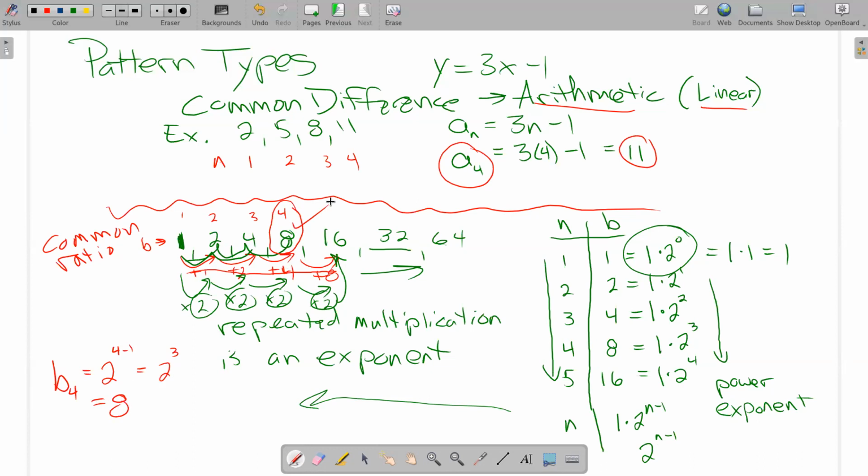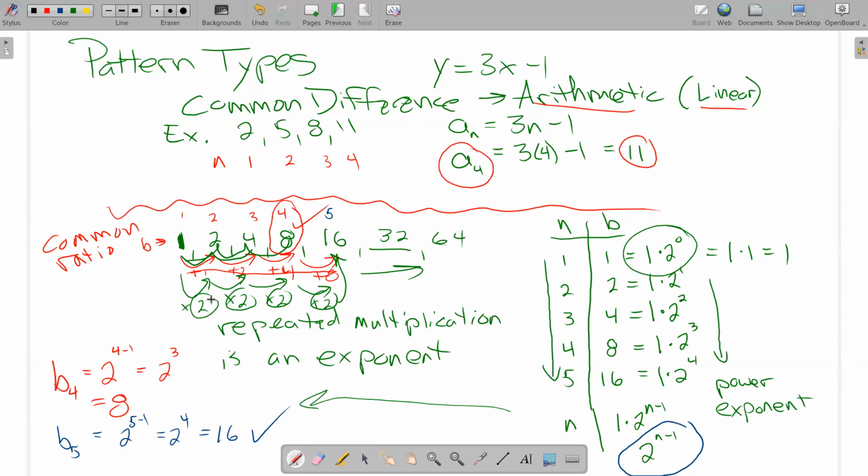Okay, just in case I'm having a bad day, I should check again. So let's check it for the 5th number. I expect to get 16. So the 5th number in the list, B with a little subscript 5, would be 2 to the power 5 minus 1, which is 2 to the 4th, which is 4 2's multiplied. 4 times 4 is 16. Double check on a calculator if we need to, and that is what I was hoping to see. So my formula is checking out here.